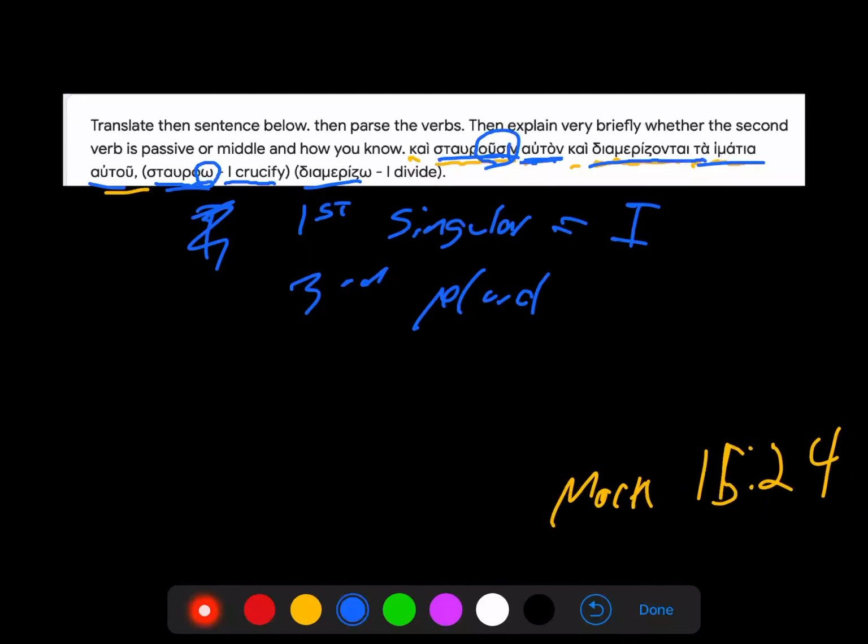Now, the question is, so this is a middle or passive ending. You draw that circle a bit bigger so they don't cut off the letters. We can see it. Not the zeta, but it's the ontai. So we have ontai, and that's pretty easy for us.